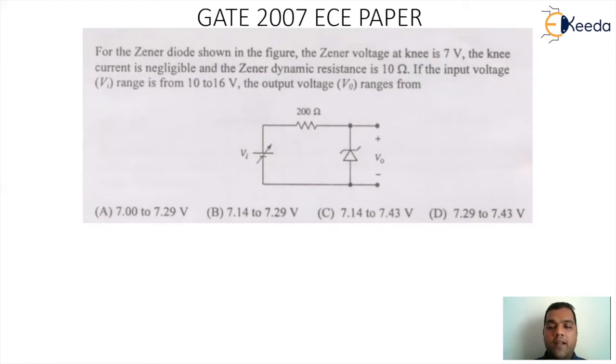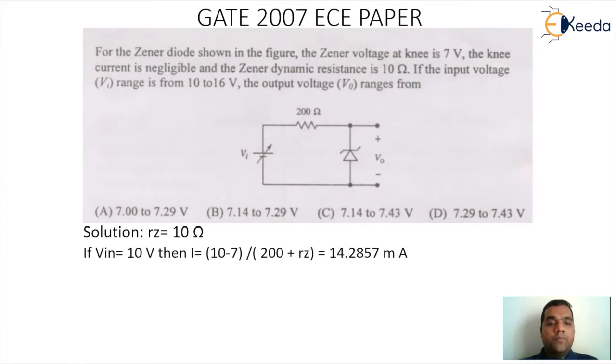So here we need to understand that there is a supply which is going to be a fluctuating supply with a lower value of 10 and an upper value of 16. The Zener is having a knee voltage of 7 volt and we are supposed to find the value of output voltage VO. The internal resistance of the Zener, which is the dynamic resistance RZ, is now given as 10 ohm.